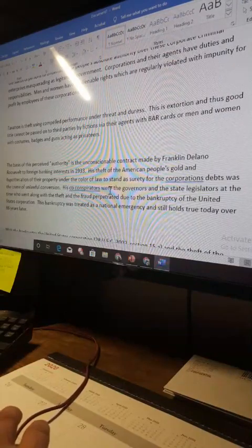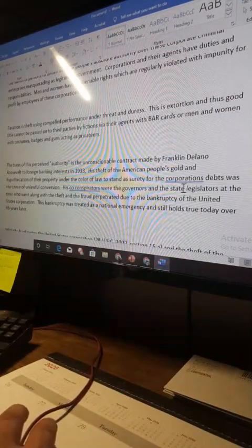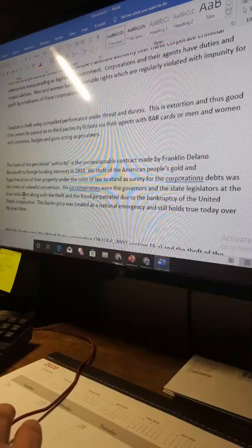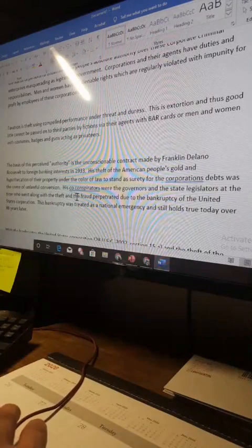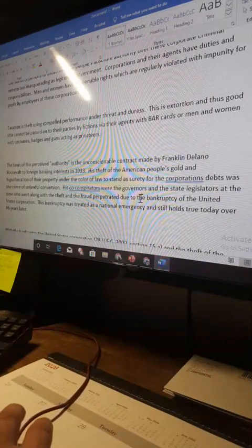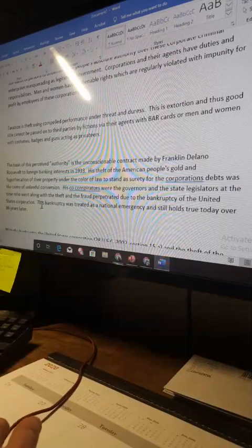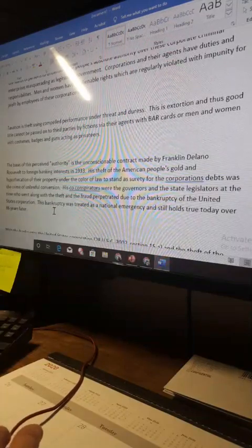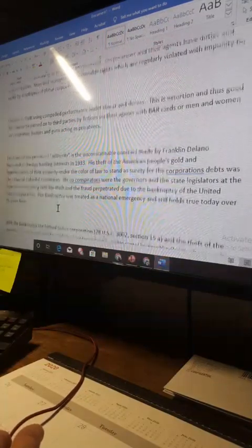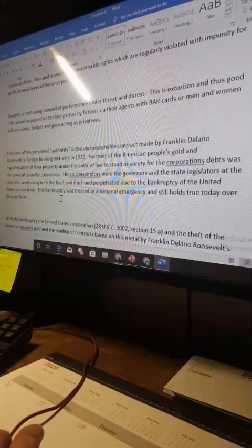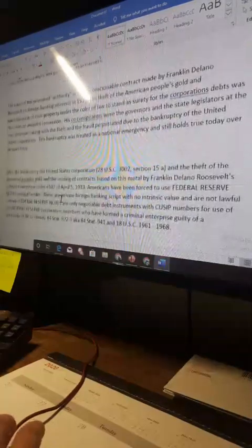His co-conspirators were the governors and the state legislators at the time, who went along with the theft and the fraud perpetrated due to the bankruptcy of the United States Corporation. This bankruptcy was treated as a national emergency and still holds true today, over 86 years later.